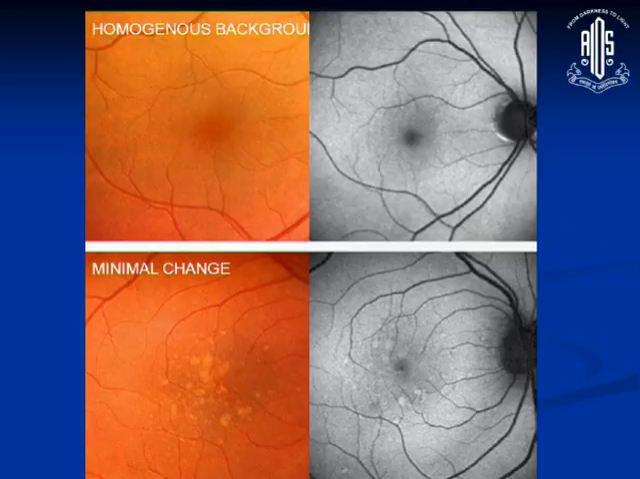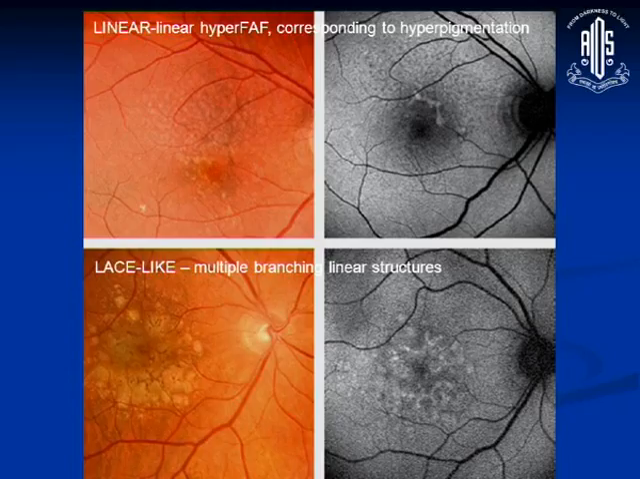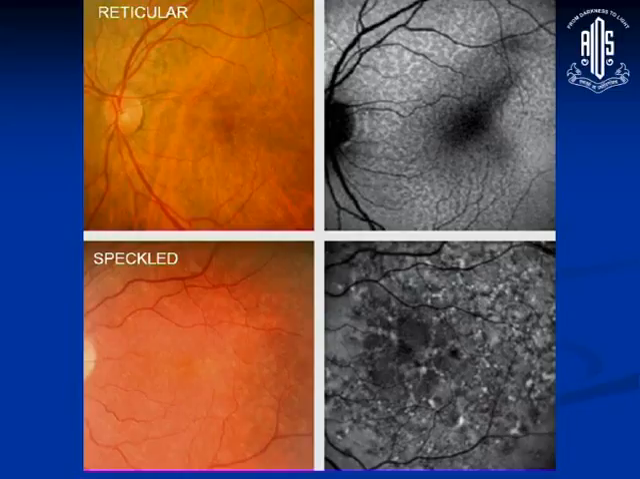It has been classified as: 1, homogeneous background; 2, minimal change; 3, focal, where there are well-defined spots; 4, patchy, where there are large soft drusens; linear, corresponding to the hyperpigmentation; and lace-like, where there are multiple branching linear structures; reticular and speckled.